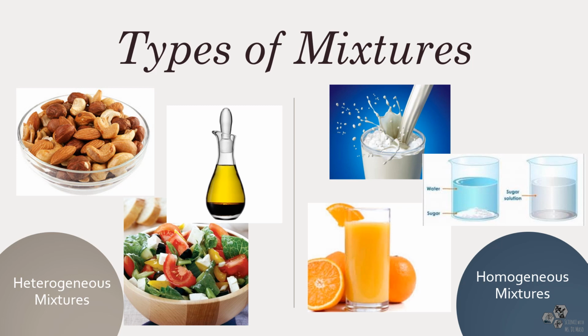So here's some examples. For heterogeneous, you've got mixed nuts, oil and vinegar, a salad where you can see all the individual parts that are different. But in a homogeneous mixture, something like sugar water, you don't see the sugar once it's been dissolved into the water. You don't see the orange particles and the water particles. You just see orange juice. You don't see the different proteins and sugars found in milk. You only see milk itself.